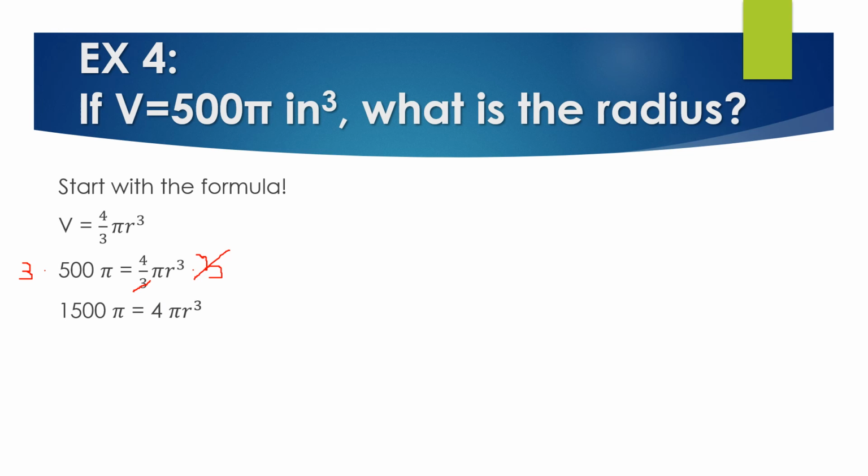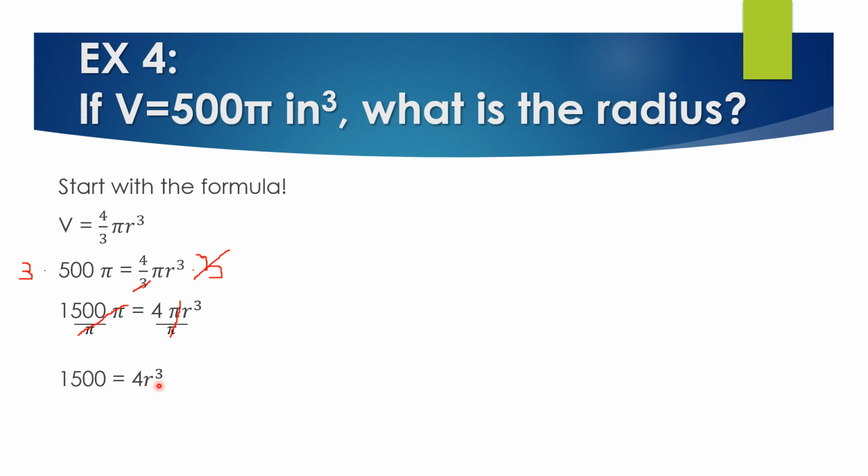The next thing I notice is that pi represents an irrational number, and I don't really want to deal with that right now. And I notice that I have a pi on both sides of the equal sign, so I can actually divide both sides by pi, and again, pi divided by pi is 1, so it just cancels itself out. So now I just get to deal with some nice, straightforward numbers, 1500 and 4.